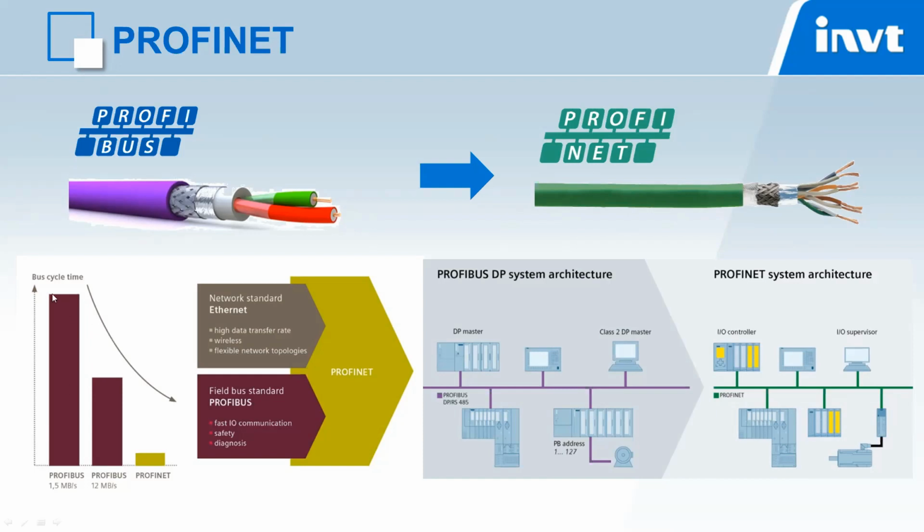This is the bus cycle time. For Profibus, the maximum is about 12 megabits per second. Profinet is developed based on Profibus and the standard network Ethernet. So the maximum now is about 100 megabits per second. Now we also have gigabit.